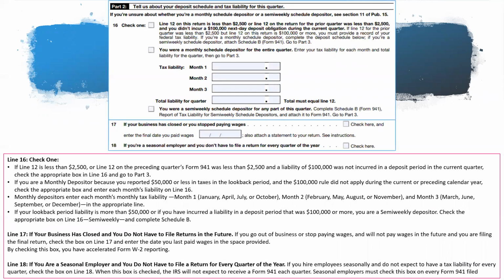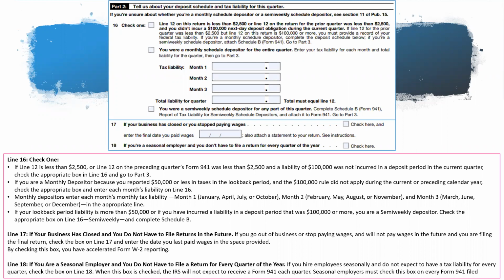All right, continuing on. Part 2, line 16, says that if you had liability of less than $2,500, then you can deposit quarterly, and you can go pay that with the 941. You have to be a little careful though, because if at any point you as an employer incur a next day tax payment or tax liability in terms of federal taxes that exceeds $100,000, then you are automatically switched to a semi-weekly depositor.